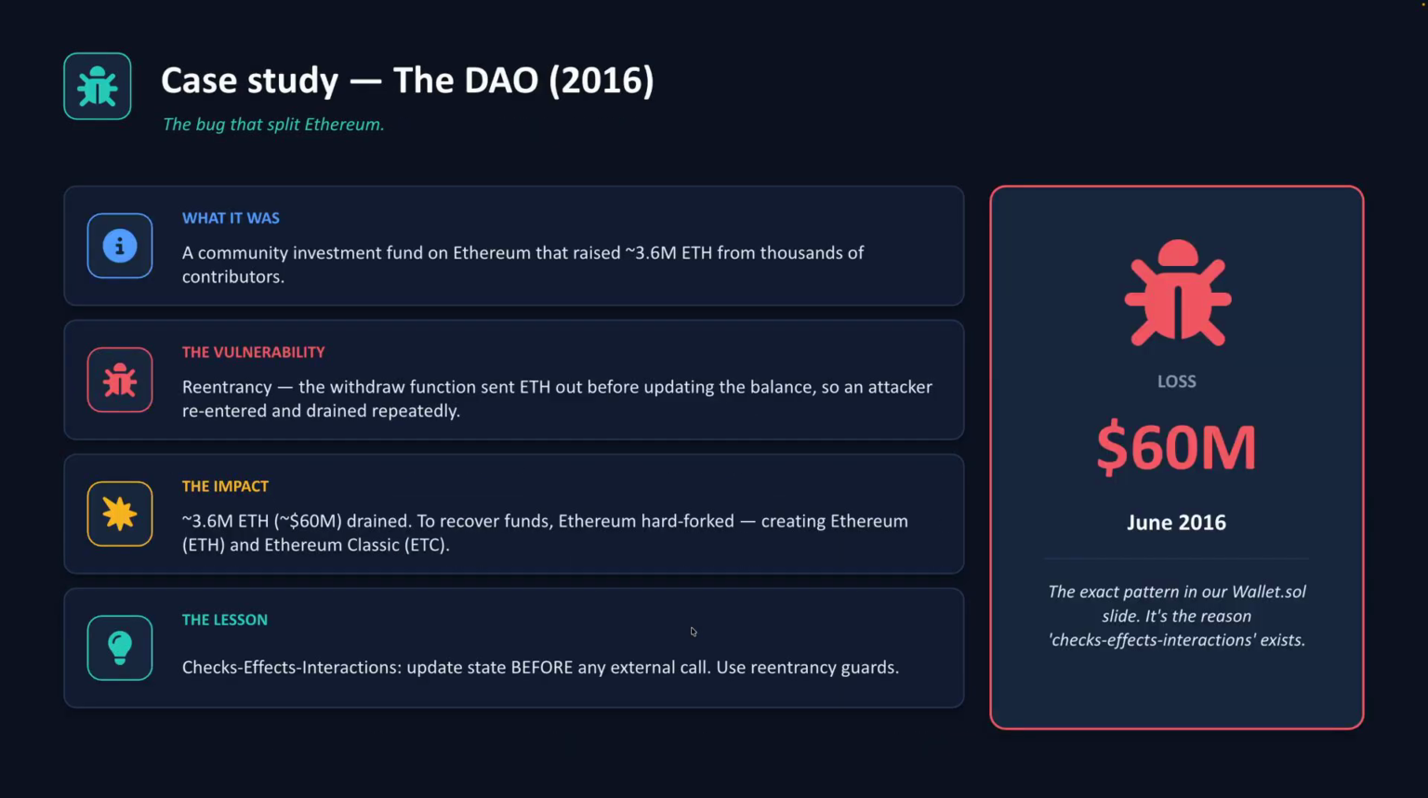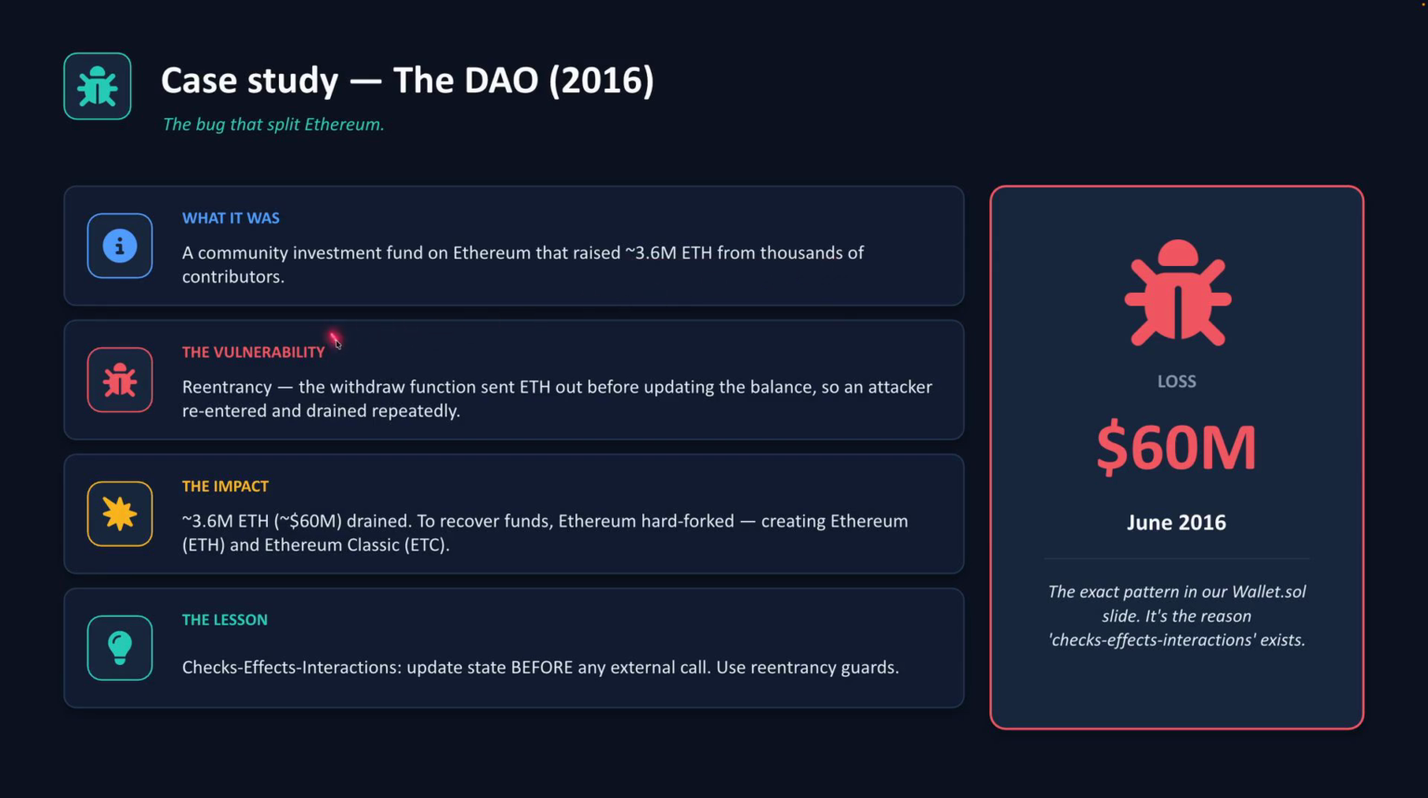Let us take a look at a few of the case studies of the major hacks that have happened. First and foremost is the DAO hack, the bug that split Ethereum into two. What it was, what was the vulnerability, what was the impact of this, and what was the final lesson from this hack. What it was? First, it was a community investment fund on Ethereum that raised approximately 3.6 million ETH from thousands of contributors.